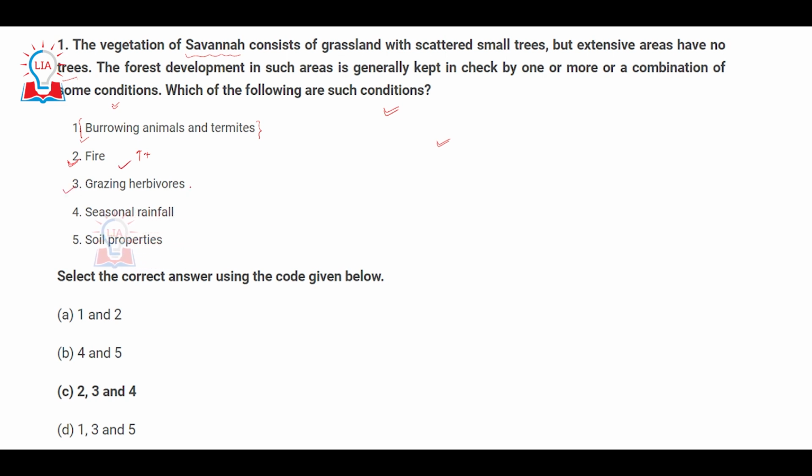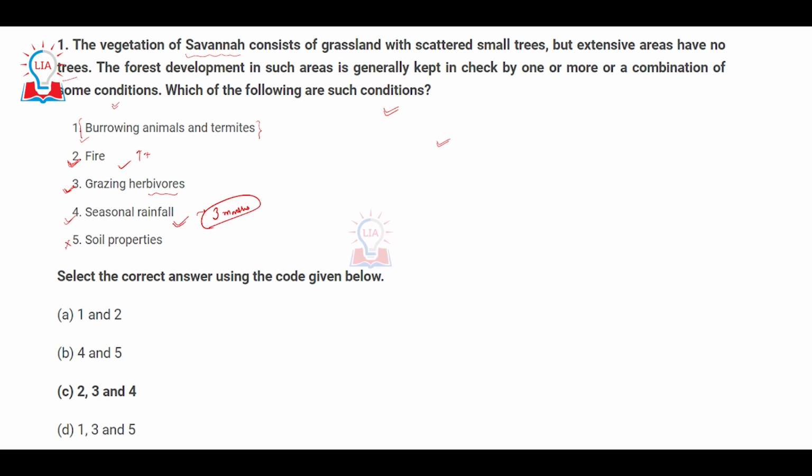Third is grazing herbivores, obviously, because in the savanna region we see the number of animals, especially herbivore animals, and the species diversity is quite high, and all these animals which are found in huge numbers keep on grazing on these grasses, and thus they limit the growth of trees by uprooting the plants before they can become trees. So 3 is also the correct option. Fourth is seasonal rainfall, because again the savanna region does not receive rainfall all the time. It receives rainfall only during 2 to 3 months of the year, and that is also acting as a limiting factor because it is a dry kind of area.